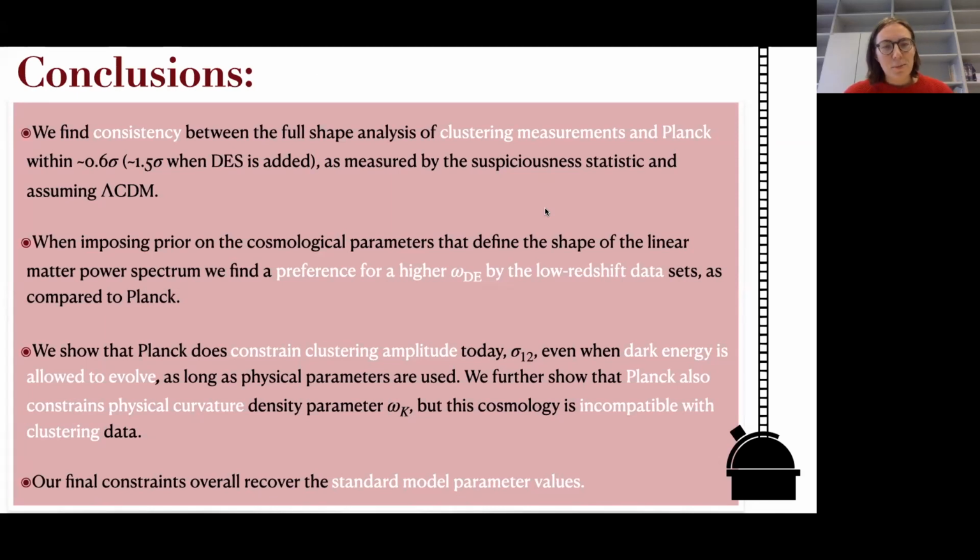We also show that Planck does constrain the clustering amplitude today, sigma 12, even when dark energy is allowed to evolve, as long as physical parameters are used. And we also further show that Planck constrains the physical curvature density parameter, omega k. But this cosmology is incompatible with clustering data. And our final constraints overall, other than this curved universe, recover the standard model parameter values. And this is all that I had to say, and I'm happy to answer any questions now.